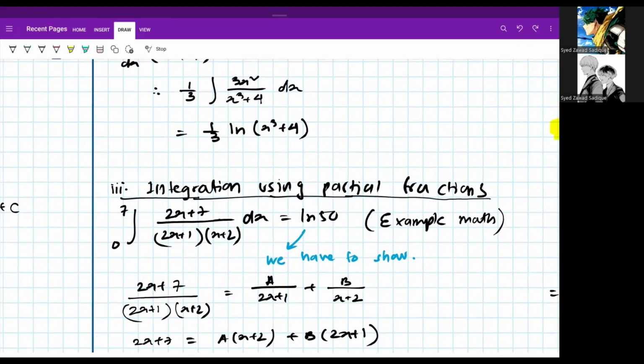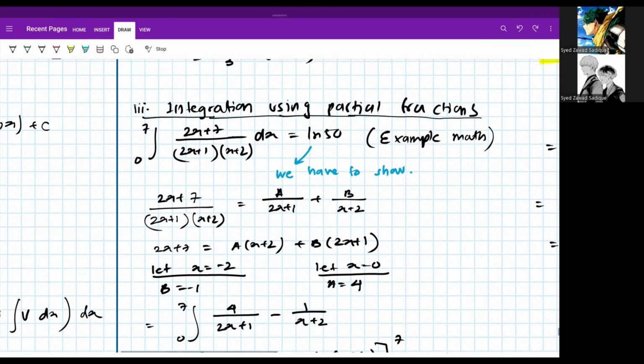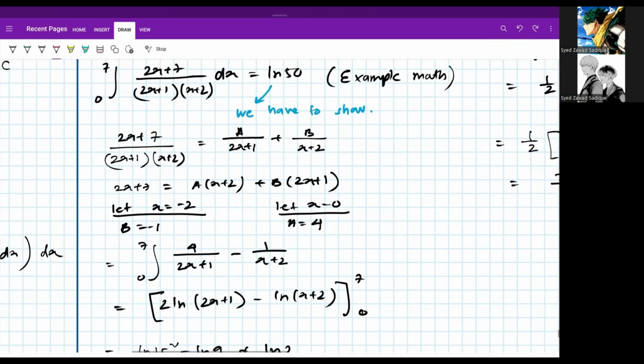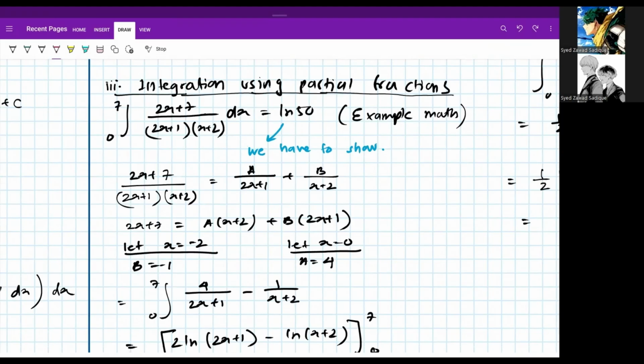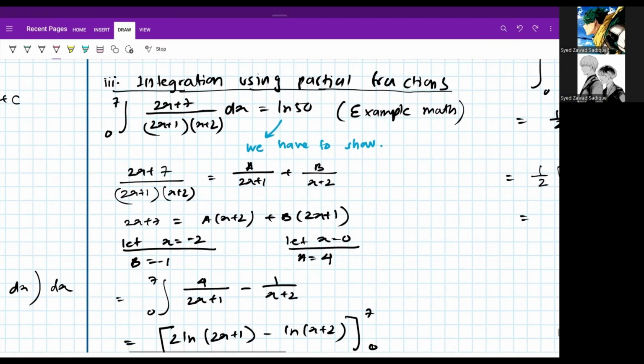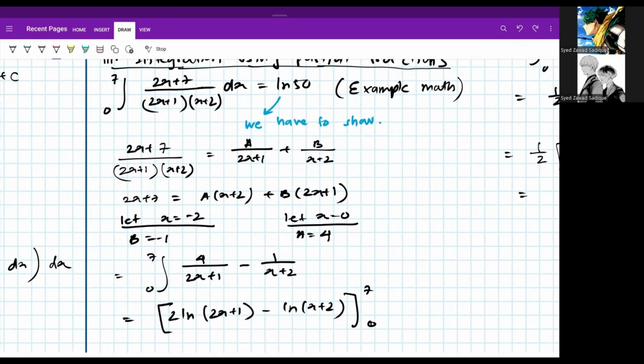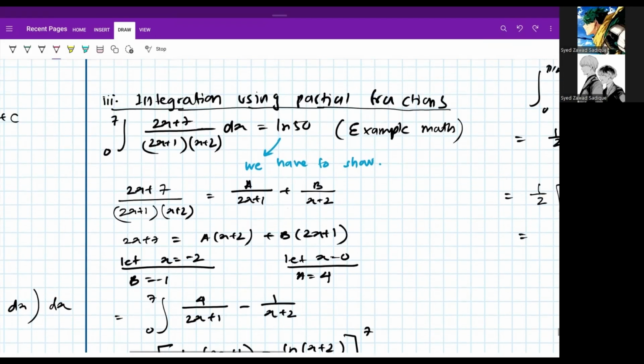Then integration using partial fractions. So this is an example maths. We have to show that integration of (2x plus 7) by (2x plus 1)(x plus 2) for limits 0 to 7 is equal to ln 50. First, what we do is we do partial fractions.